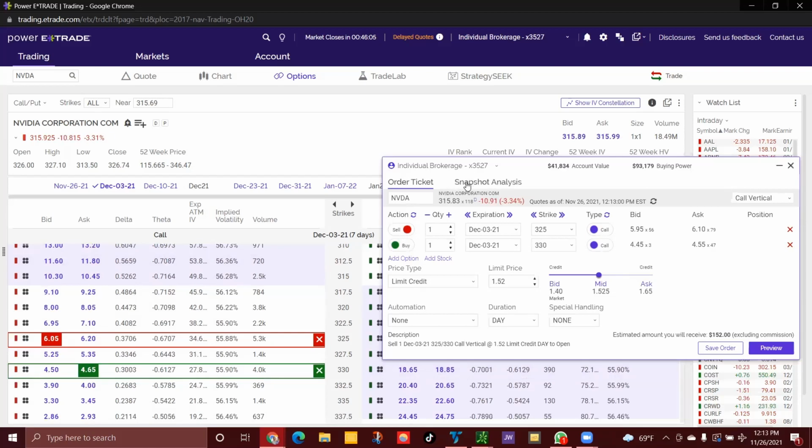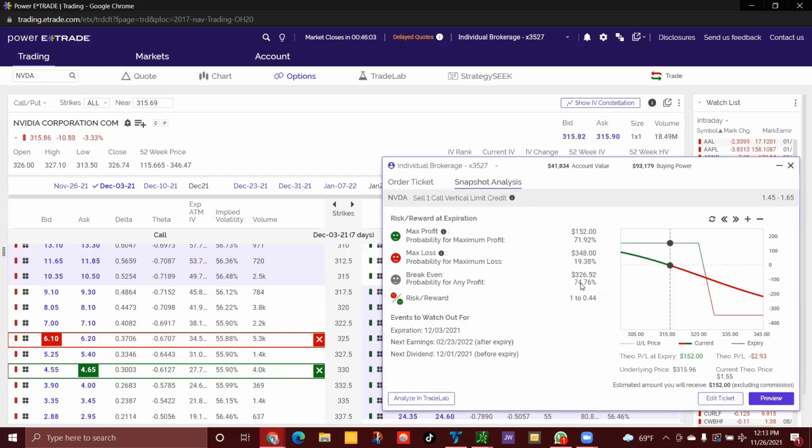And again, if you go to your snapshot, now your break even is 326. That means as long as it stays below 326, you break even. You don't win or lose. If it stays below 325, you make, in this case, $150 per contract. Okay, so you understand? So that's why, again, bear call spreads, these credit spreads.